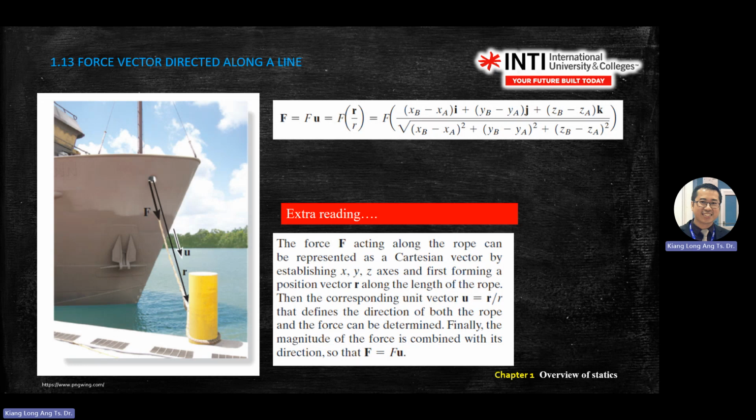So important, starting from today, in your diagram, you copy the force. After copying the force, please write R and U in your diagram. Why do you need to write the R? You need the R to calculate the U. What is U? U equals R divided by the magnitude of R. On the top is the vector, below is the magnitude of R.